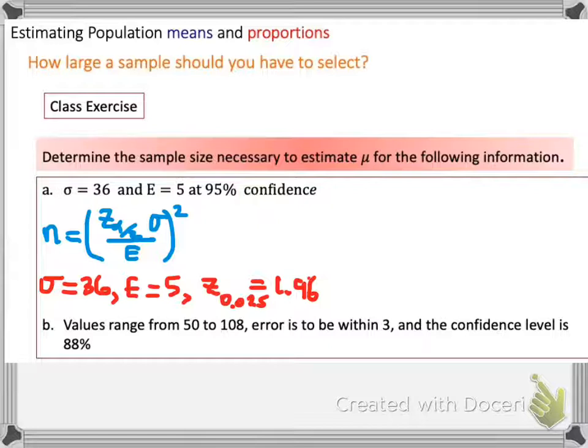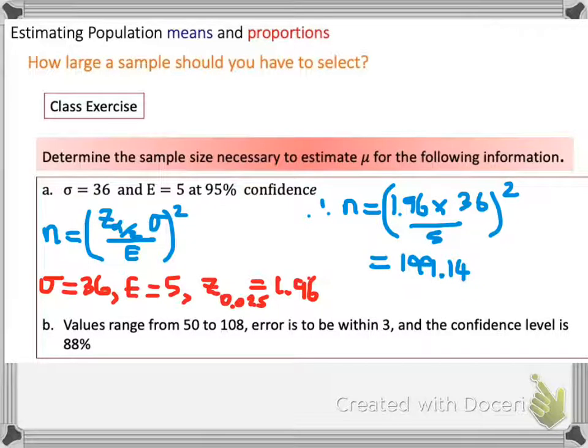Once you have all this information, all you have to do now is substitute in the formula and compute in your calculator. You get 199.14. Whenever you are calculating the sample size, you always round up to the next whole number, up all the time, not to the nearest whole number. So this one, you will have a sample size of 200.